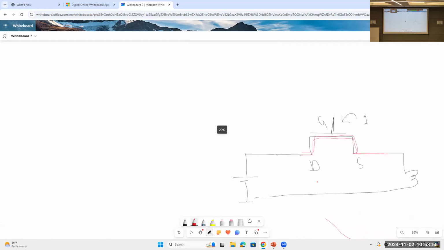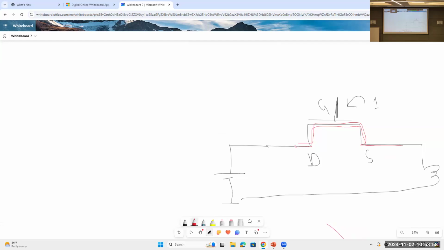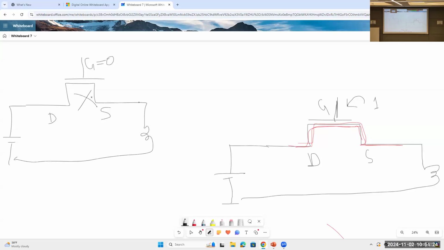MOSFET does the same thing that I have described in the switching operation. When you put 1 in the gate, the drain and source will be connected. And suppose gate equal to 0, if we connect as gate equal to 0, then the two terminals of the MOSFET will not be connected. Okay, so then what will it do? If gate equal to 0, the drain and source are not connected, this will be like this. Like this. The drain and source are not connected.